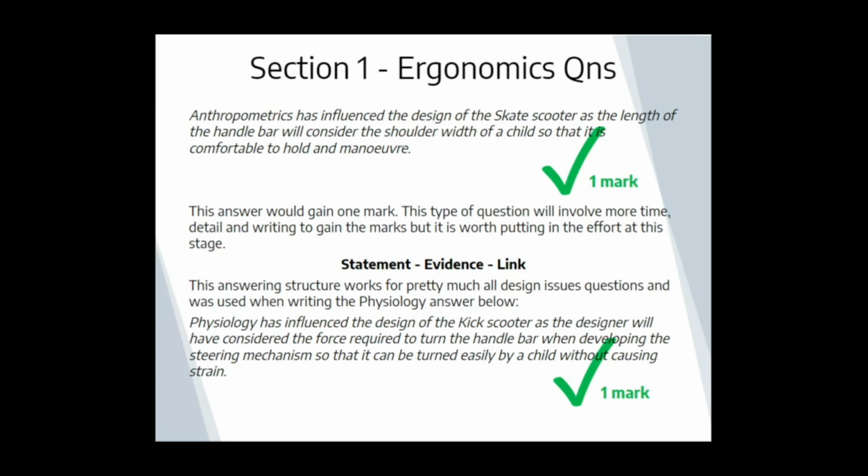Given your evidence, making sure you're being specific about the force required or the pressure or the size or the part that you are talking about, and then saying how that's been influenced in the design. So what have they actually had to do there? They've had to develop the steering mechanism, so they would need to know the force required to turn the handlebar, so that your link here, it can be turned easily by a child, because we know that's the target market, without causing any strain to them. That's the important thing about physiology. It's all about physical interaction and not causing strain and being safe to use.